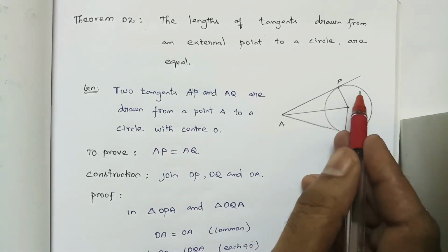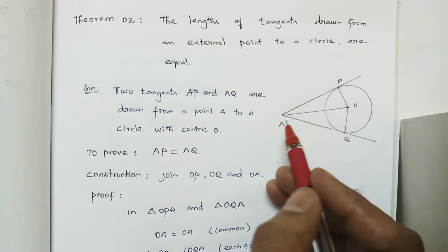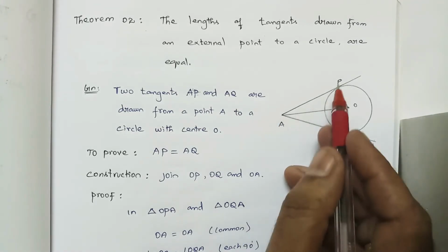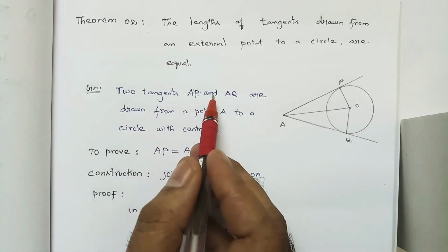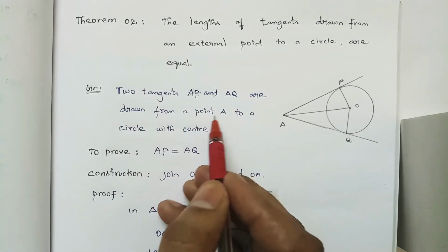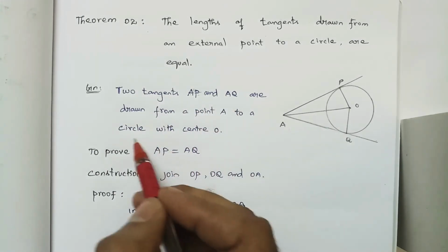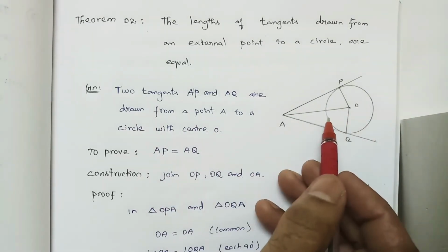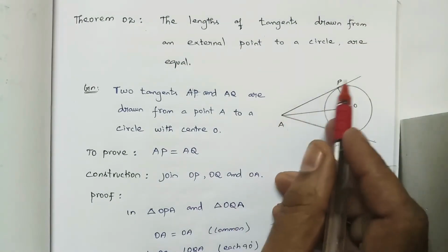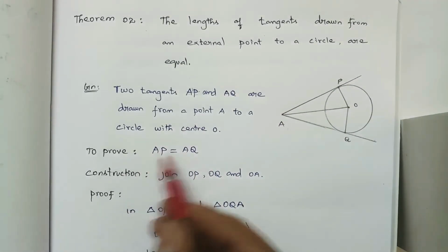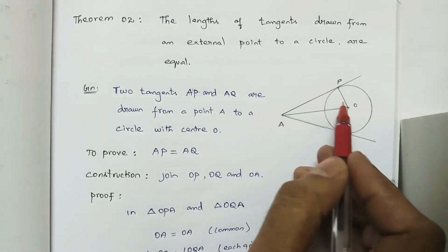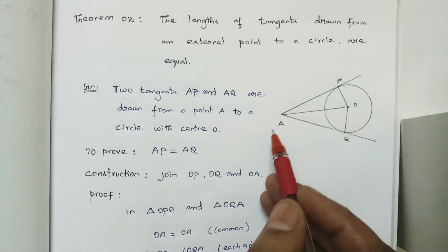I'm drawing the circle with center O, and marking the external point as A. AP and AQ are the tangents. Two tangents AP and AQ are drawn from a point A to a circle with center O. We want to prove that the length of AP is equal to AQ. Construction: join OP, OQ and OA.